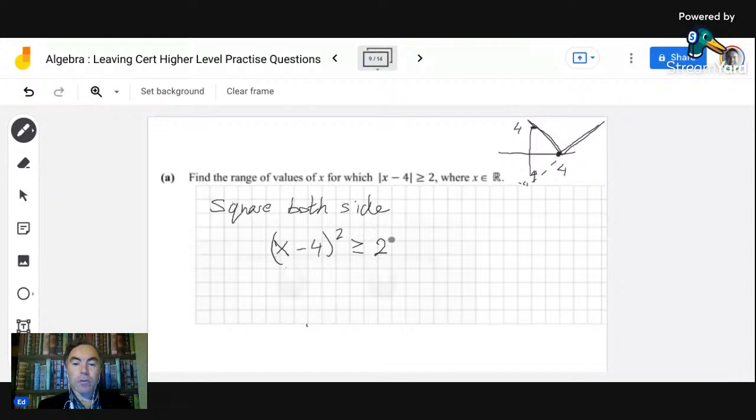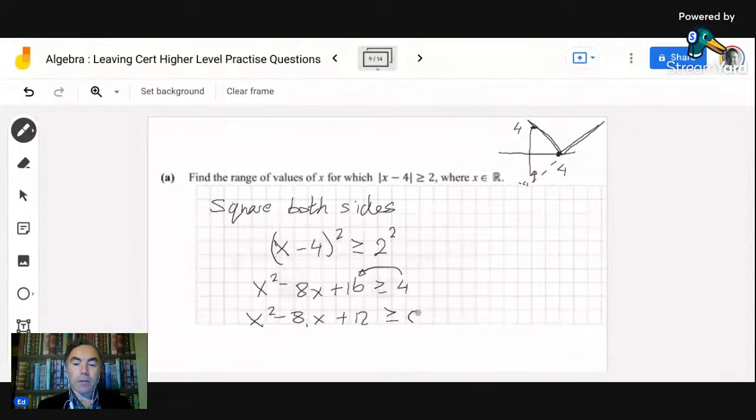Okay, and 2 squared over here. Gotta maintain square both sides. All right, so over here then we have x squared minus 8x plus 16, okay, is greater or equal to 4. So let's bring it all together. Minus 8x. Bring over the 4 and change the sign. It'll be negative 4, so it'll be plus 12.